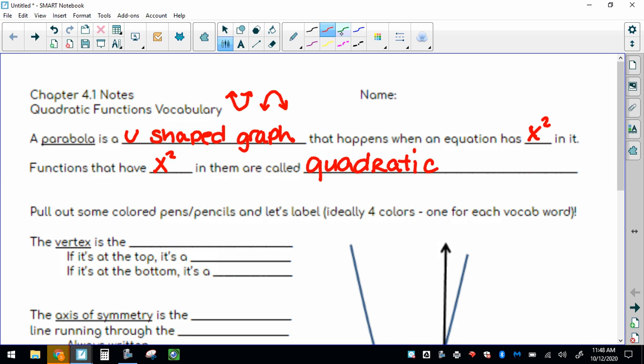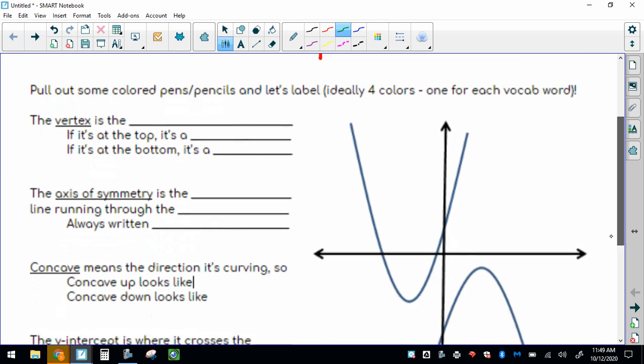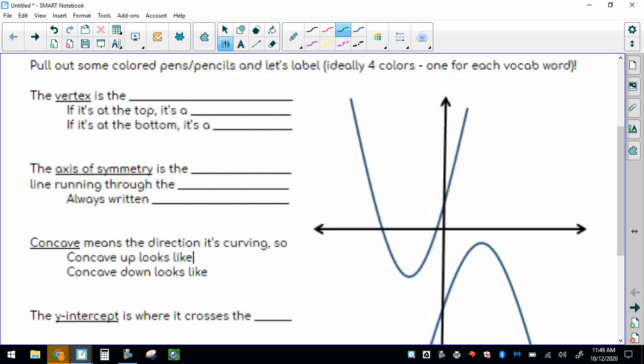All right, so I said some colored pens or pencils would be nice for this next section. I've got two parabolas here, one on the left and one on the right. I'm going to do one for each vocab word. So the vertex is the highest or lowest point. So it's the bend in the graph, right? So here is the vertex, and here is the vertex, right? The place where it curves and changes direction.